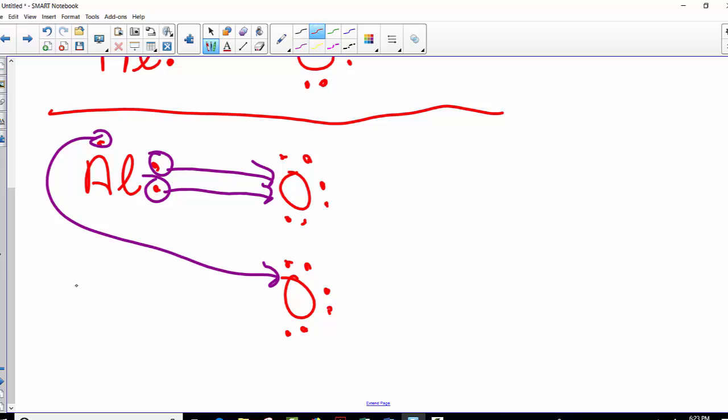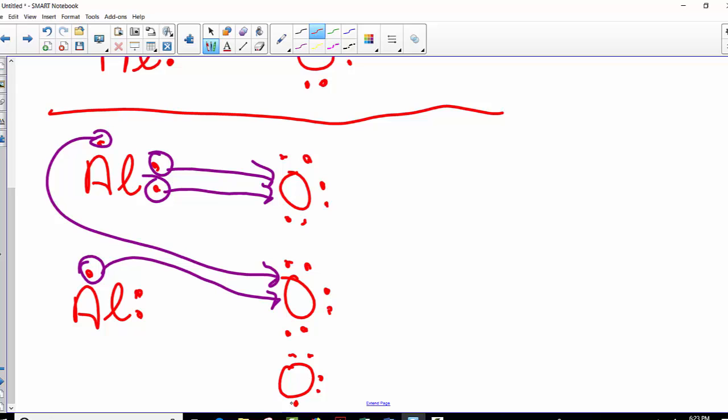Okay, I'm going to write another aluminum with its 3 electrons. I'm going to take 1 of those electrons and I'm going to move it over there. That makes that oxygen happy. But I still have these 2 electrons on aluminum, so I'm going to write a 3rd oxygen. And then I can move these 2 electrons right there. And finally, at last, everybody's happy.